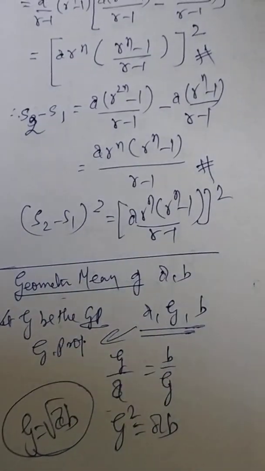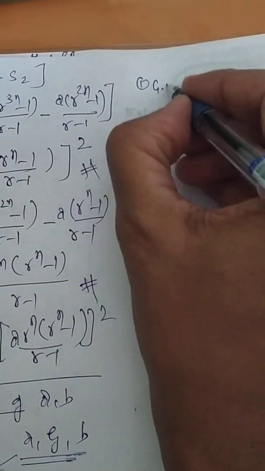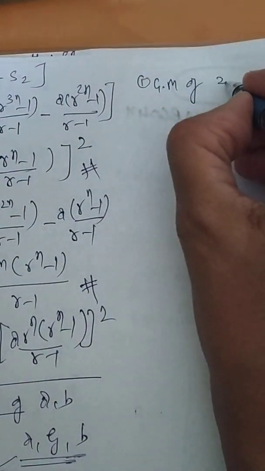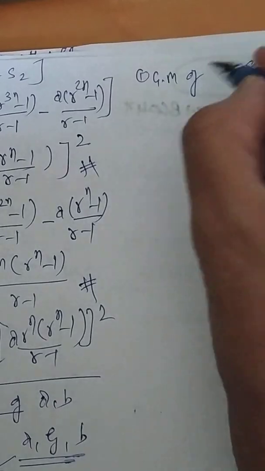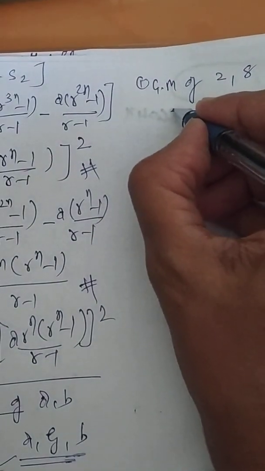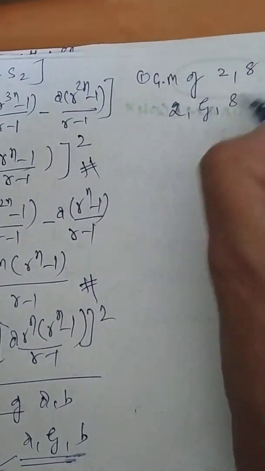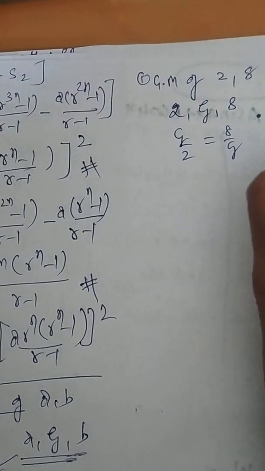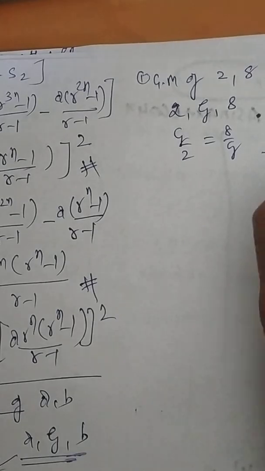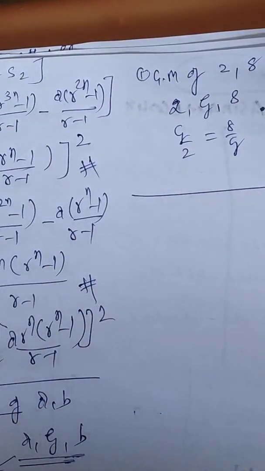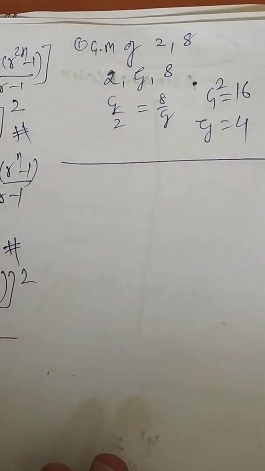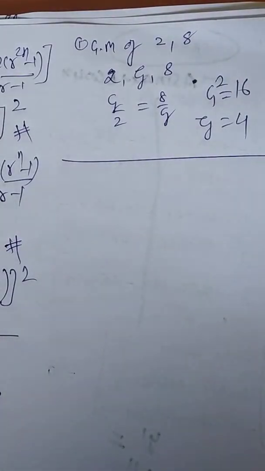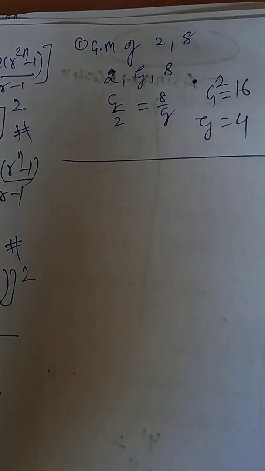Arithmetic mean you are familiar with. So suppose the question is find out the geometric mean of 2 and 8. Then I should say 2, G, 8. G by 2 will be equal to 8 by G. G square is equal to 16 and the value of G will be equal to 4. Okay. But sometimes the question will demand more number of terms. Let us look at one more question.